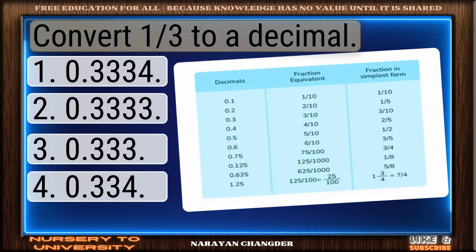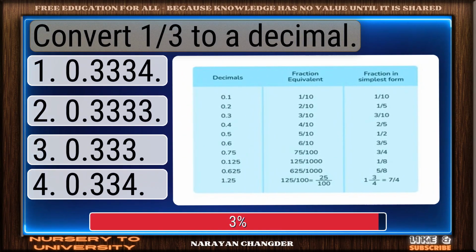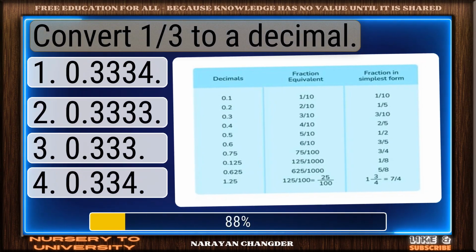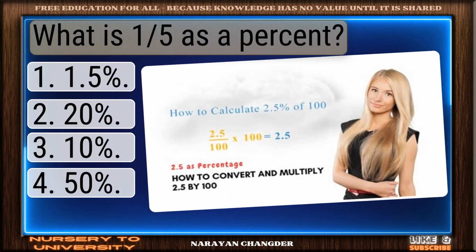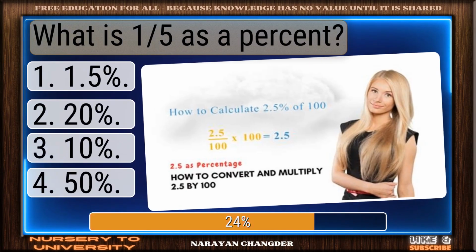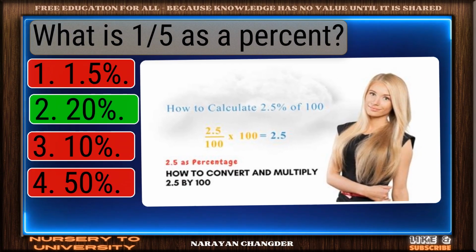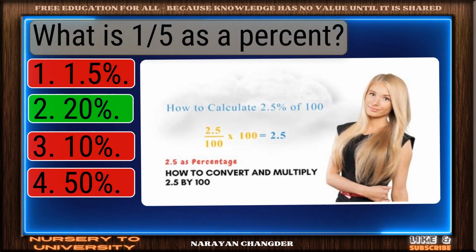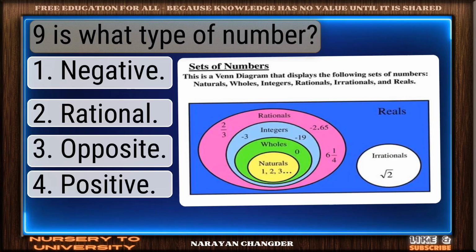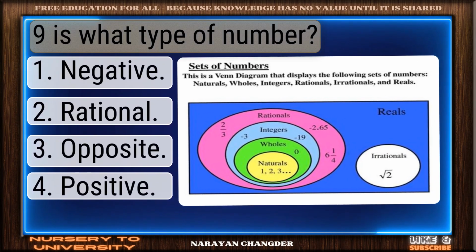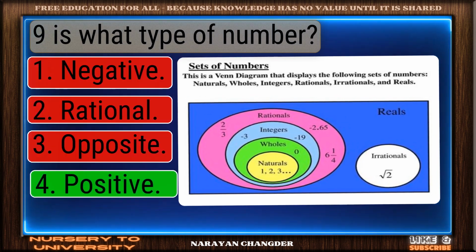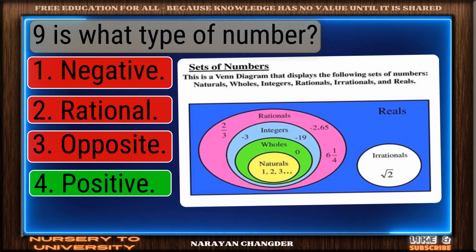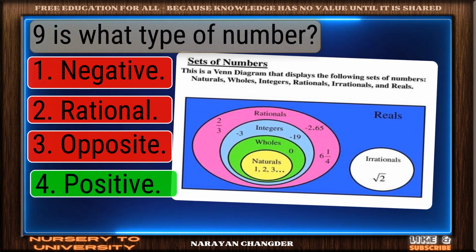Question number 173. Convert 1.3 to a decimal. 0.333 is true. Question number 174. What is 1 of 5 as a percent? Strong choice. 20% is the right answer. Question number 175. 9 is what type of number? Right again. Positive is a valid answer.